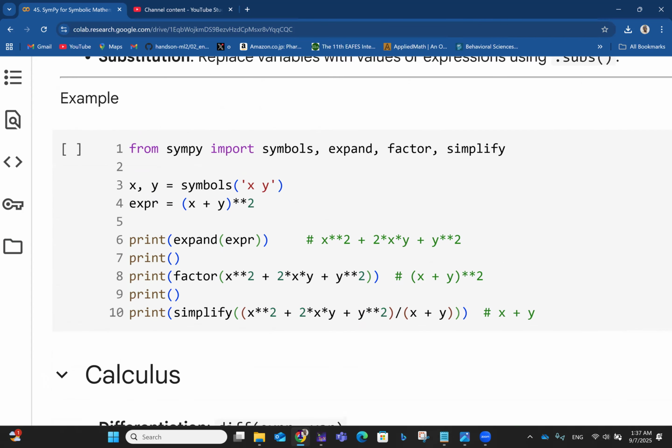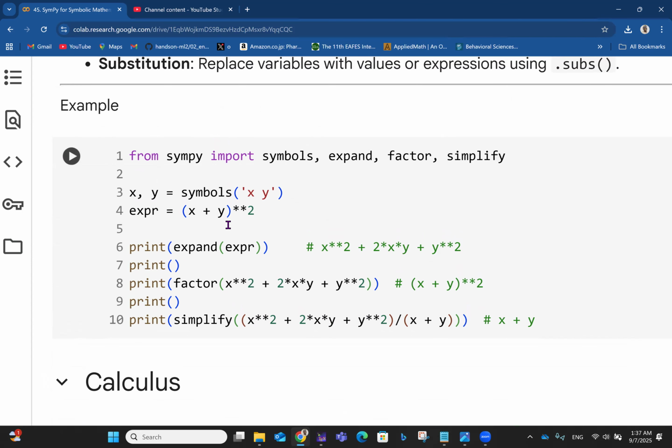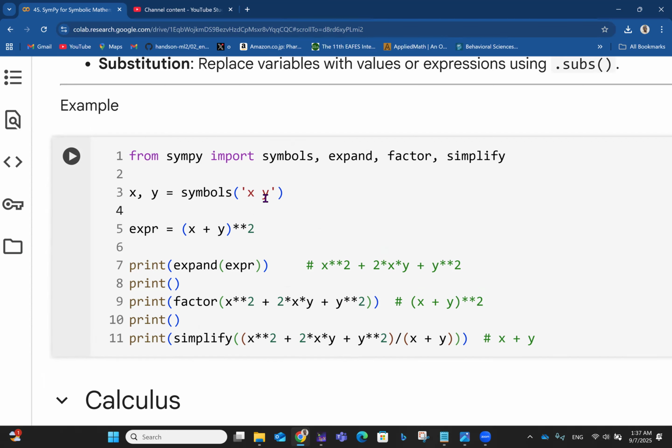Imagine an example from SymPy: you import symbols, expand, factor, and simplify. In this case, you have to declare your variables. Normally in Python, when you declare x and y, they are variables that can take numbers. But when you use SymPy, you have to specify, like we see in line 3 here, that x and y are symbols, right? They are supposed to be symbolic, not like x is becoming 5 or y is becoming 15, nothing like that. And then you now have a mathematical expression, now that you've said x and y are symbolic.